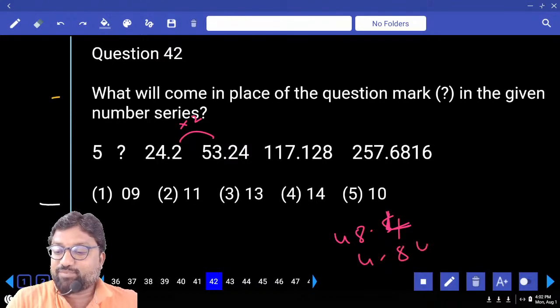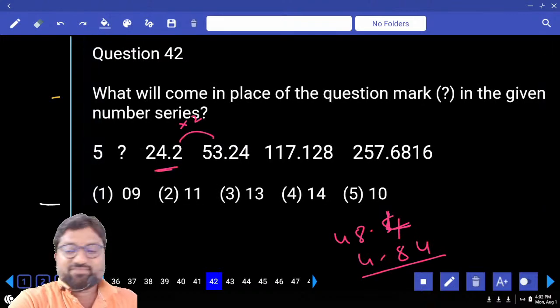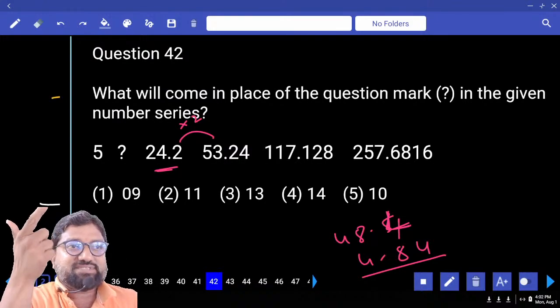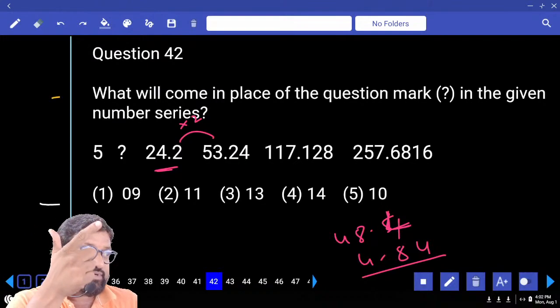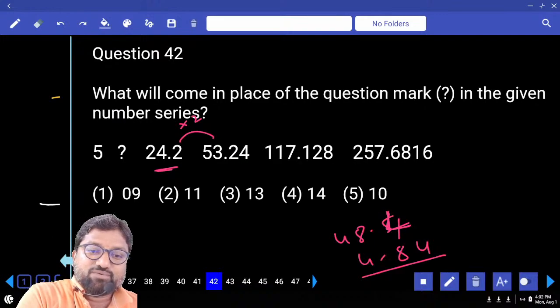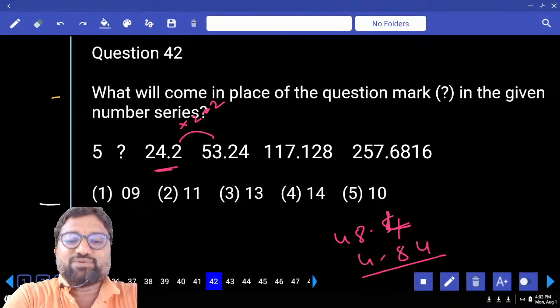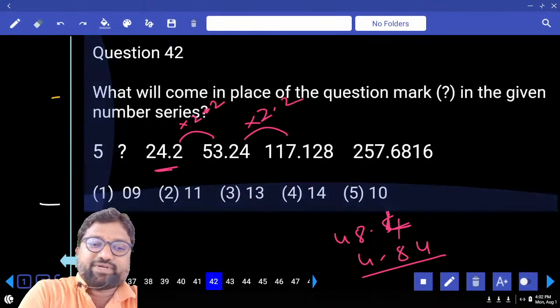4.84. Very good. 4.84 is almost double of this, 484. If we double 242 do we get 484? I have to say it again: does it come or not? This is into 2.2. What is this? Into 2.2. The same story everywhere. This is into 2.2.